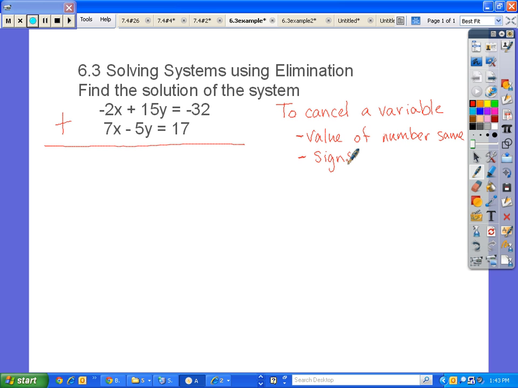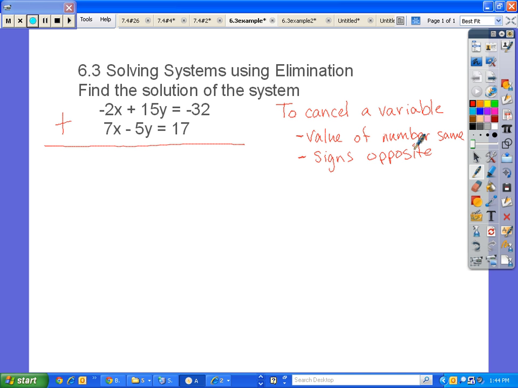So if the numbers are the same, and I add them together, let's say I make this 15 and this 15. If I add 15 and 15, I would get 30. How do I make it so that I eliminate one of my variables? What do the signs need to be? Switched. Yeah, the signs need to be opposite. So if one is positive, the other one needs to be negative. If one sign is positive, the other sign needs to be negative. So which one is going to be the easiest variable to cancel?